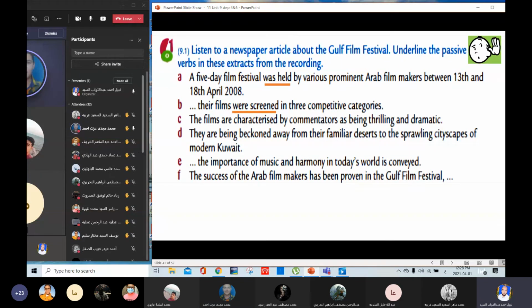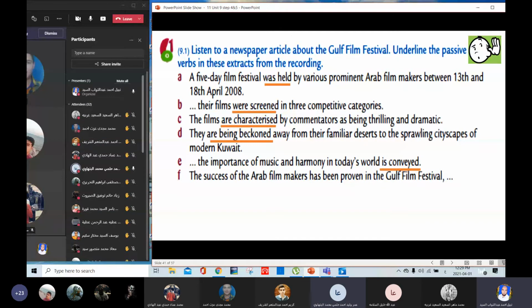Kareem. They are... no verb. The passive verb, Kareem. Are being beckoned away. Okay, Muhammad Ahmed. Is conveyed. Very good, Muhammad. Omar Benhawi. Has been proven. Very good. So you have underlined the passive verbs.